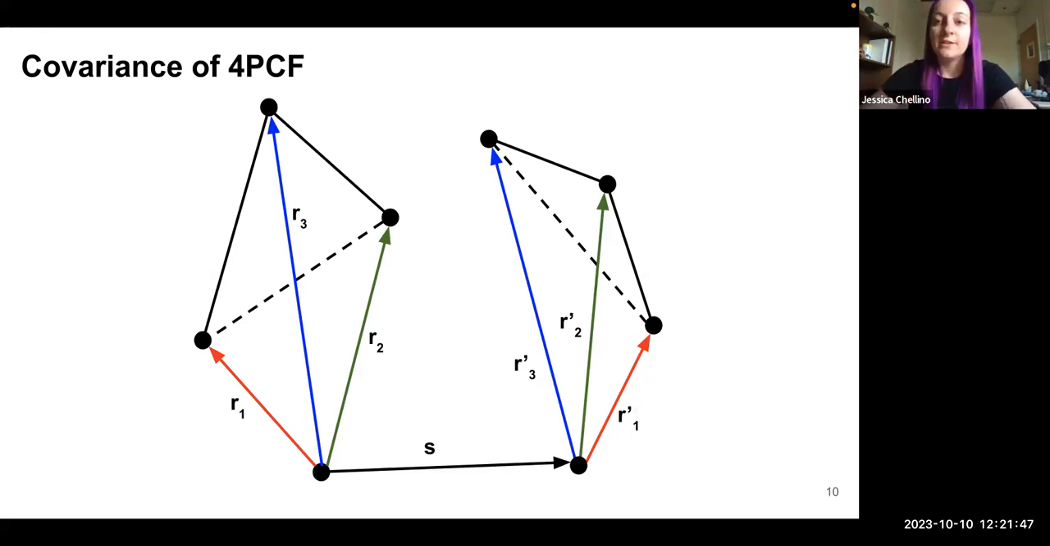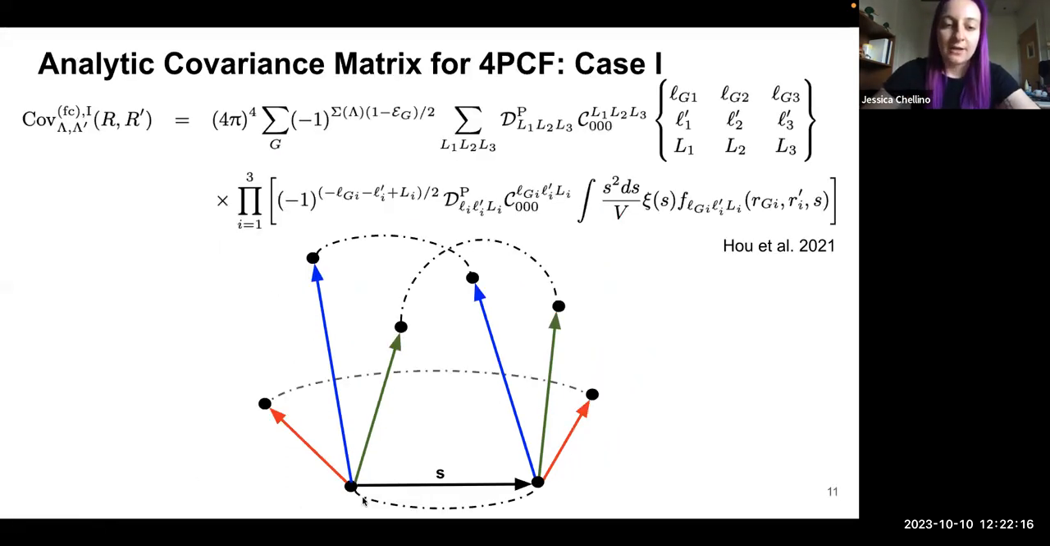Now, when we're looking at the covariance of the 4PCF, we're looking at two tetrahedra. One will have a primary vertex and then side lengths R1, R2, and R3 to all three of the other galaxies. The second tetrahedron will also have a primary vertex with side lengths R1, R2, and R3 prime. S is the separation between the two primary vertices. When we look at the 4PCF covariance, we really need to evaluate two different cases. The first case is where the primary vertices are coupled to one another, and all of the non-primary vertices are coupled to each other.